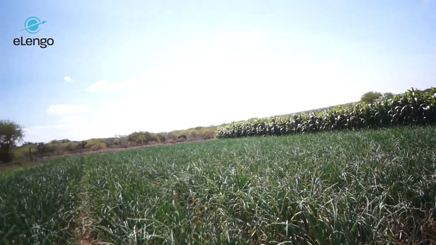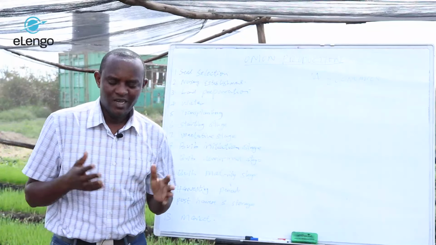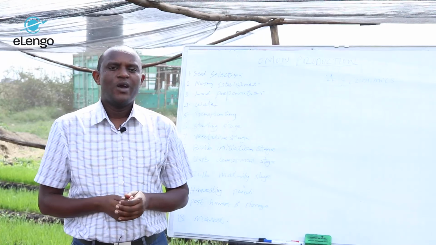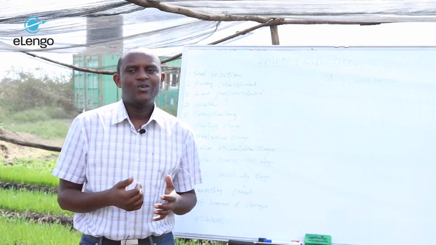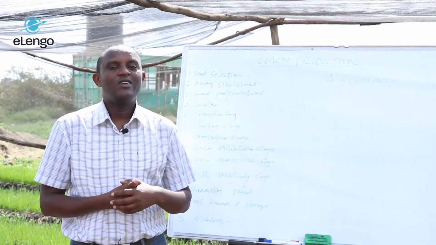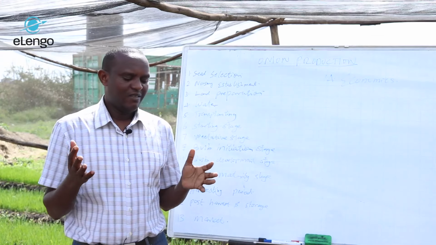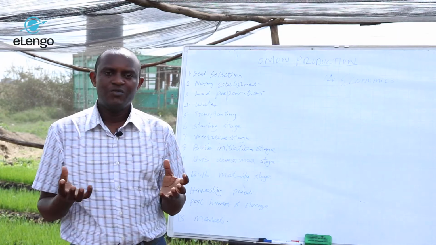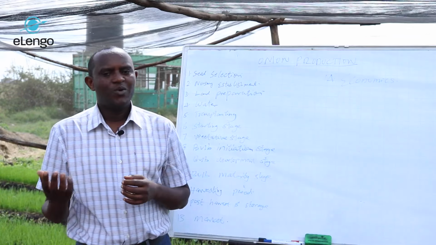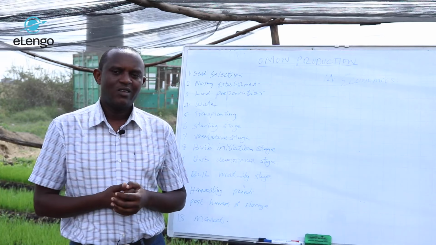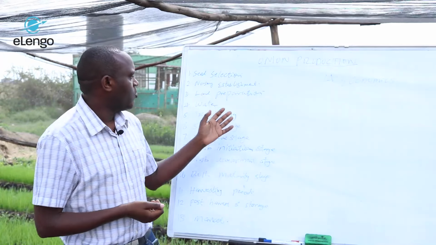We are going to start with seed selection. By seed selection, I mean we have different seeds in the market. We have locally produced seeds, and also we have hybrid seeds. Hybrid seeds are just seeds that have been improved in a number of factors, including production, productivity, and also disease resistance. So we are going to look at that.